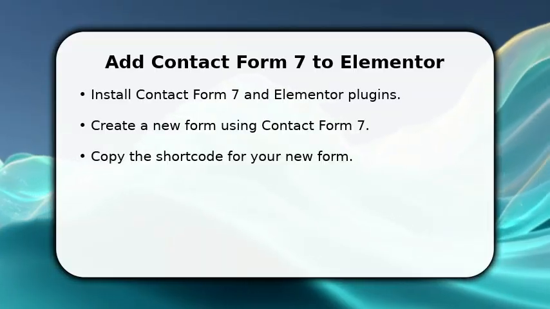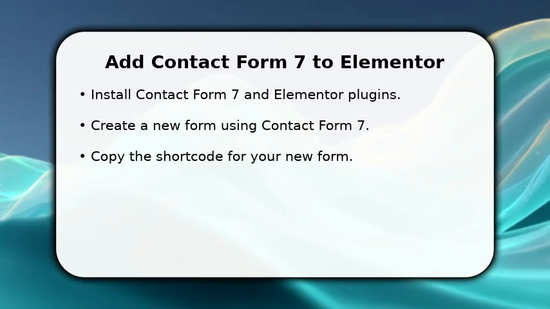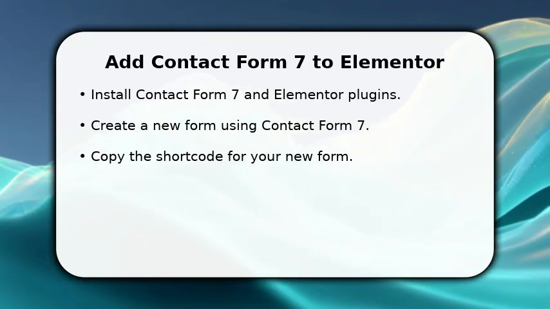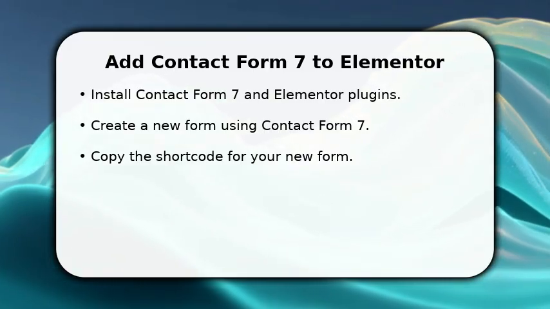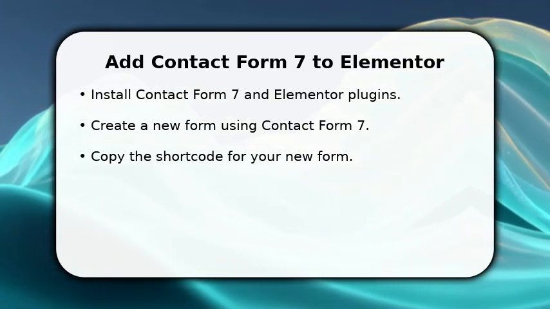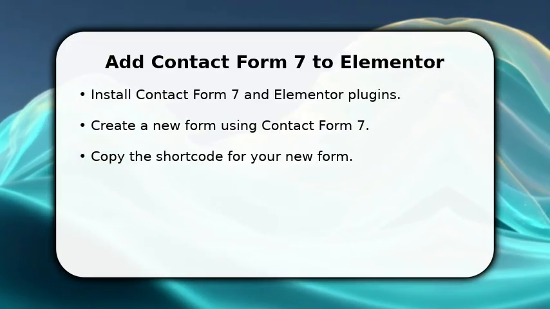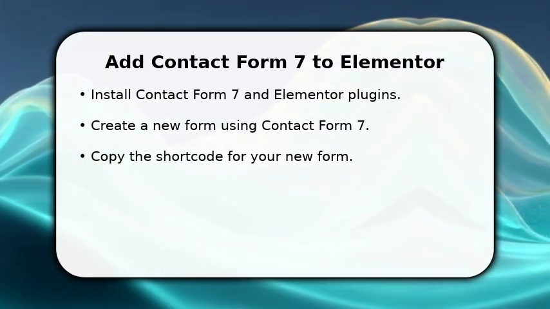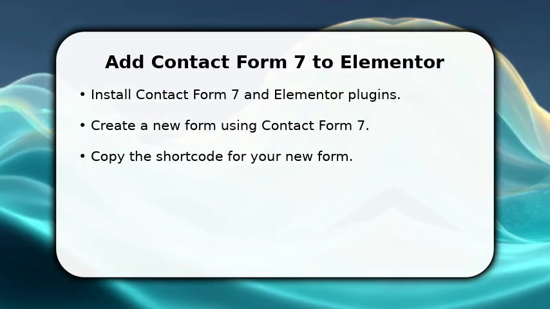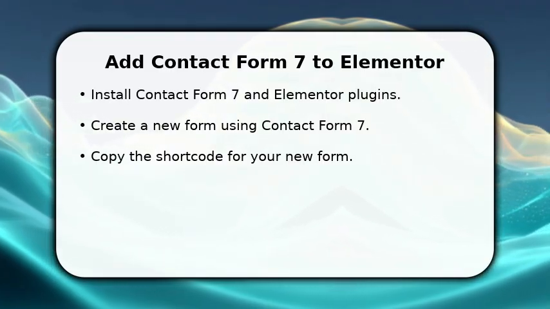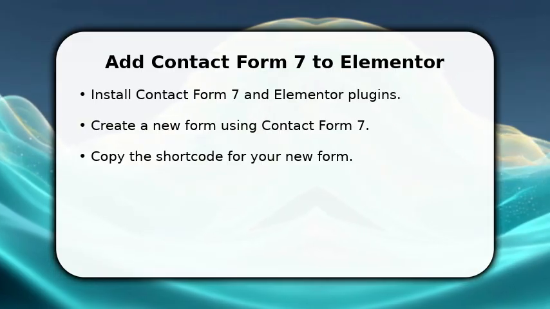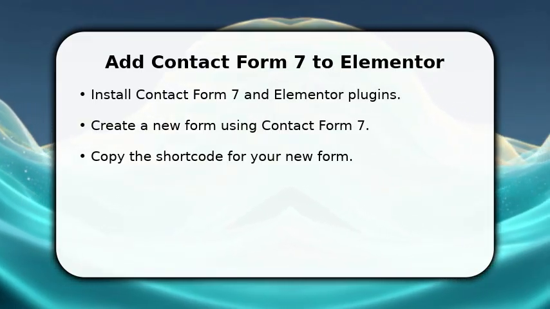In this video, I will explain how to add Contact Form 7 to Elementor. First, ensure both the Contact Form 7 and Elementor plugins are installed and activated on your WordPress site. This easy method involves creating your form in Contact Form 7, then simply embedding its unique shortcode directly into any Elementor page or post. It's a straightforward process that allows for quick integration and customization.